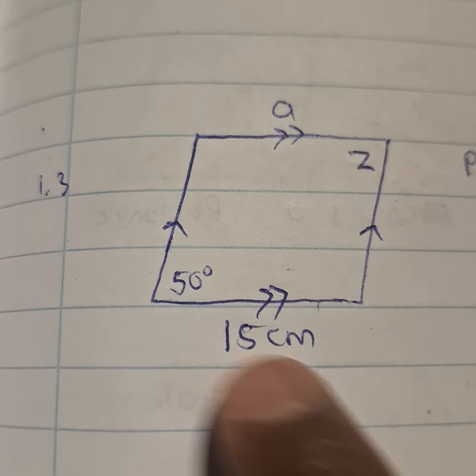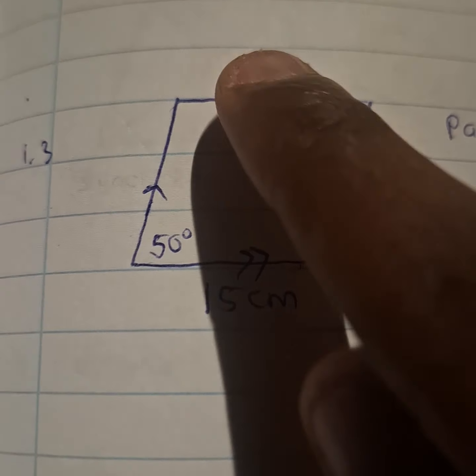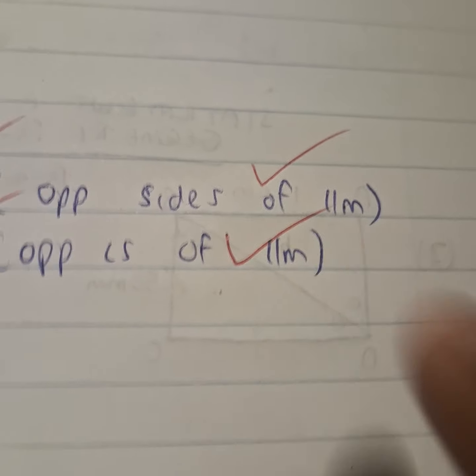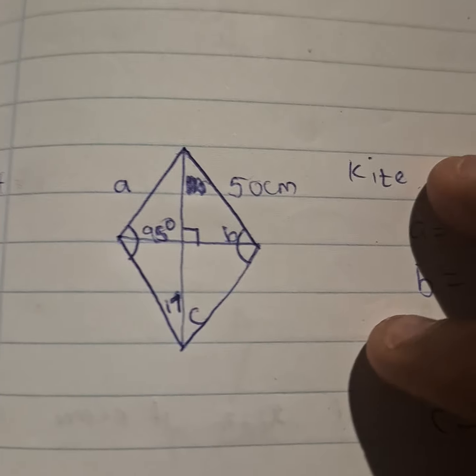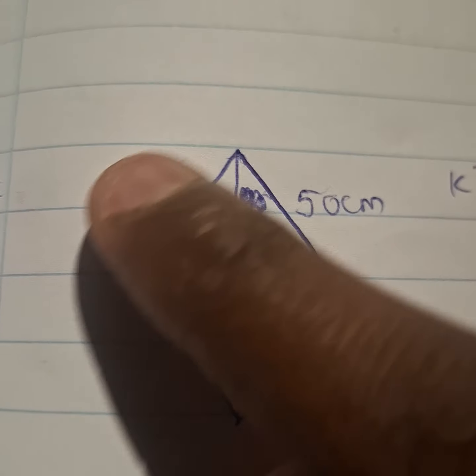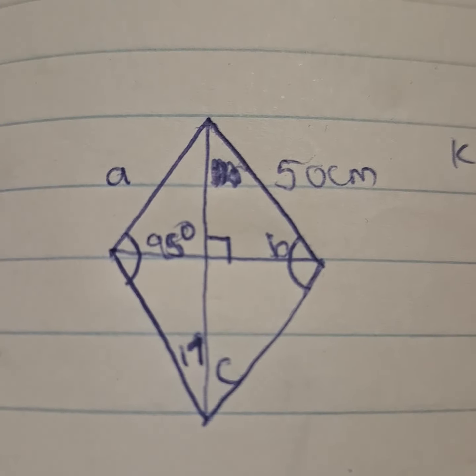Then we can say A is equal to 15 centimeters. What's the reason? Opposite sides of a parallelogram. So A is 15 centimeters, opposite sides of a parallelogram. Good. Let's go on to the next shape. What sort of shape is this? Well, from what we can see, we are seeing a kite.